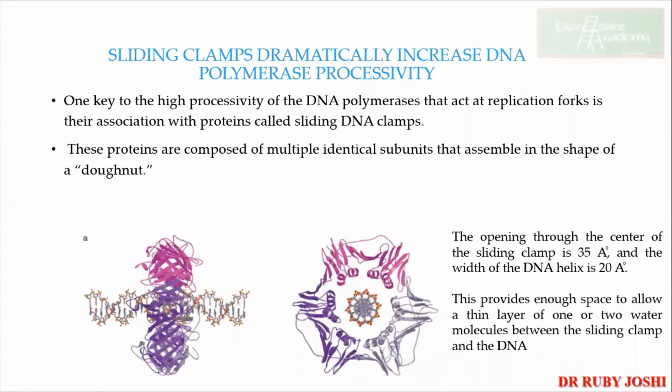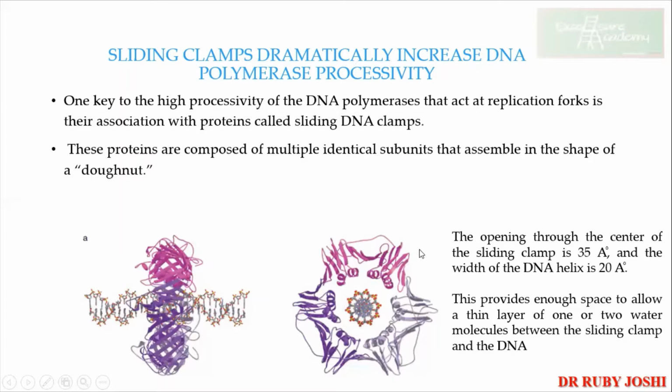Now, the function, and why we are talking about these sliding clamps. They actually increase the DNA polymerase processivity. This is very important, how the sliding clamps help in increasing the polymerase processivity. They act at the replication fork, and the association of these sliding clamps with the DNA polymerase is important. Clamp means, like the word itself says, it holds, okay?